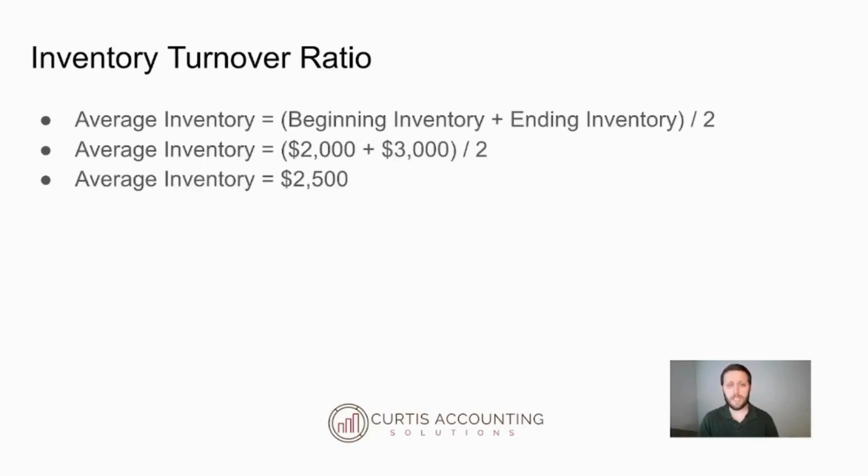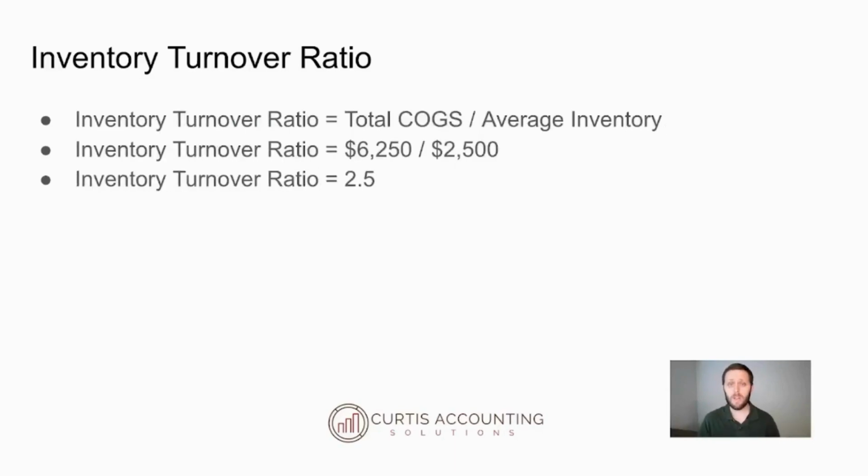Now, the second part of figuring out this inventory ratio is to figure out what our average inventory is. We take the beginning inventory, add that to the ending inventory, divide it by 2, and we get 2,500. So that would be our average inventory. Let's plug those values into the inventory ratio formula of total COGS divided by average inventory. We plug those numbers in, and we get an inventory turnover ratio of 2.5.